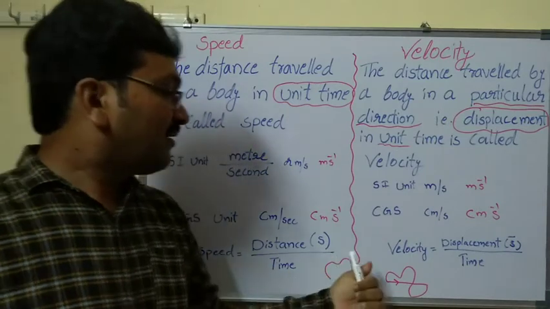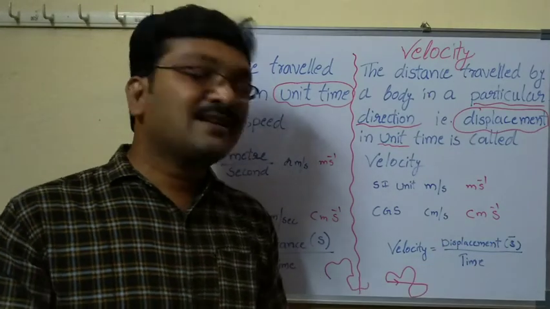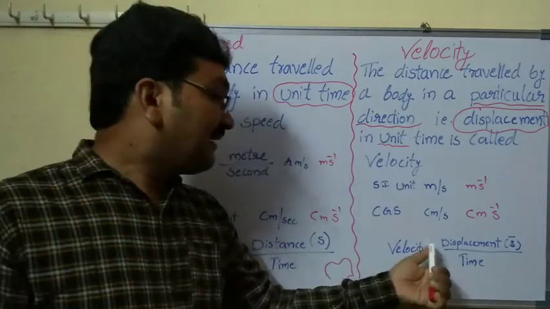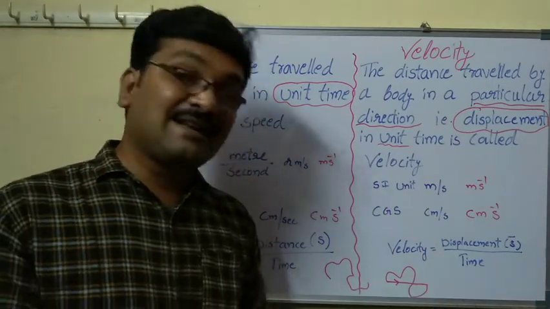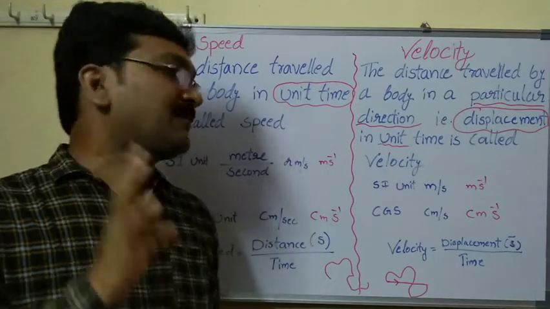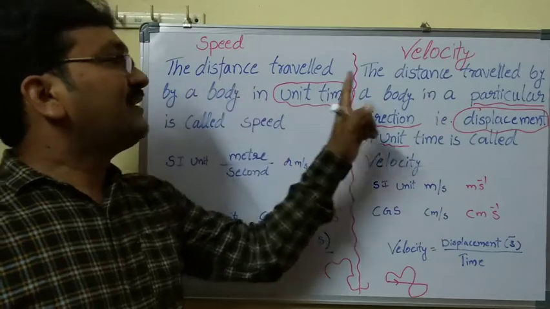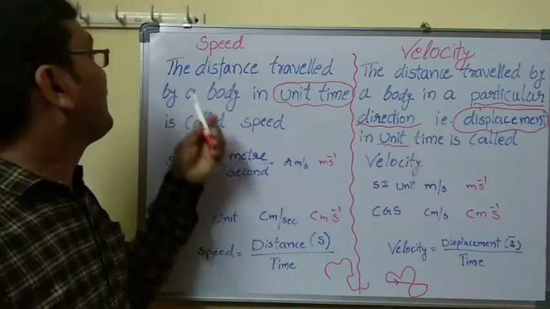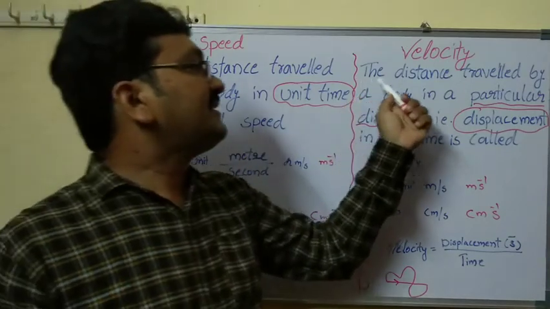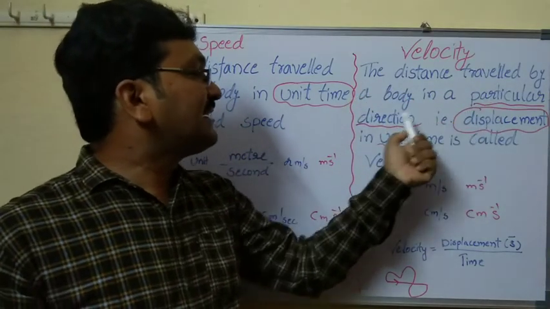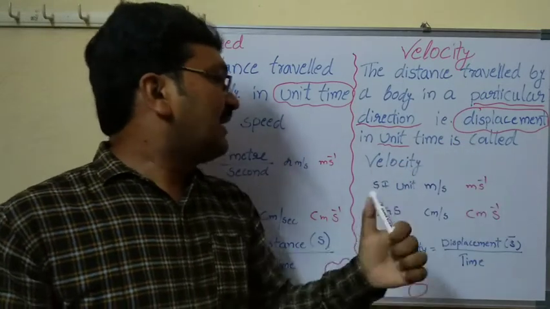Velocity is different. For displacement, we take the particular direction and the time also. Remember that. I will give a better example in the next class. So speed and velocity: everybody remember, the distance traveled by a body in a unit time is called speed. Velocity is the distance traveled by a body in a particular direction, that is, displacement in a unit time, is called velocity.